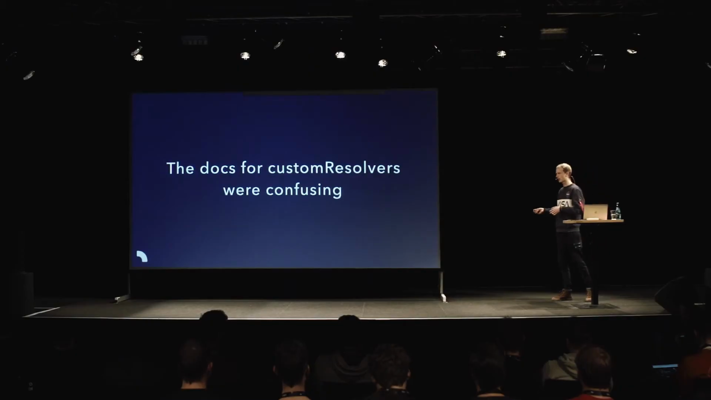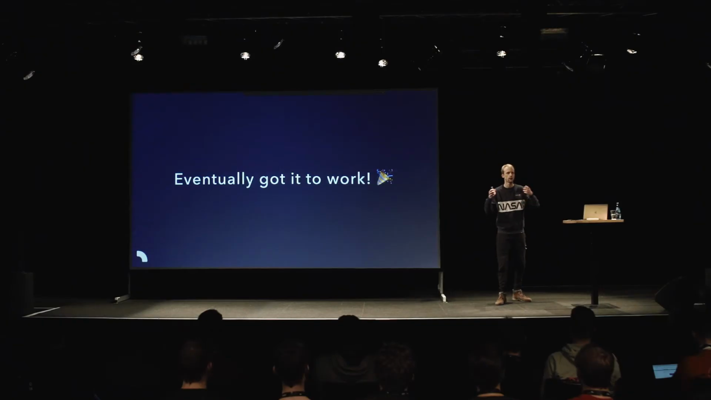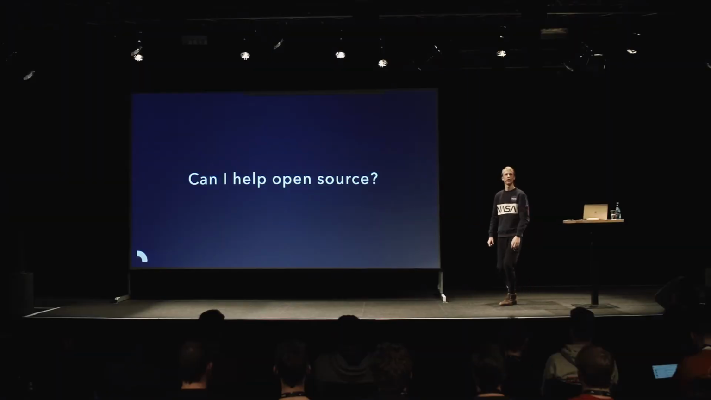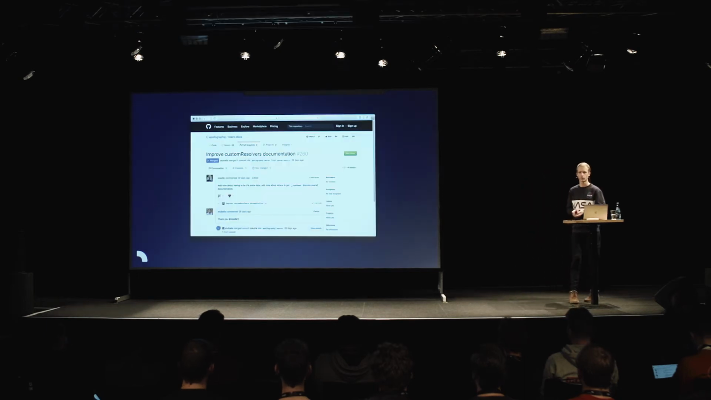And I read the documentation, but the documentation for custom resolvers, which is the feature I had to use to get that done, was super confusing. I messed around with it for half a day, and it still didn't work. But I dug through it, and I kept trying new things, and I kept trying other things. And eventually, I got it to work. Eventually, I had my custom caching behavior, and it worked beautifully, exactly as I needed it to. And so I asked myself the magic question, can I help open source? And I did. I rewrote a bunch of the documentation around custom resolvers.